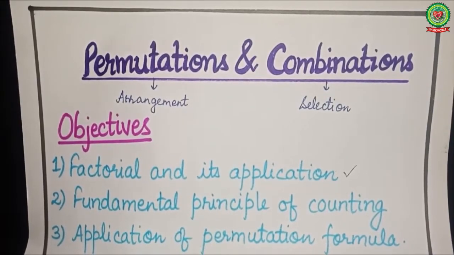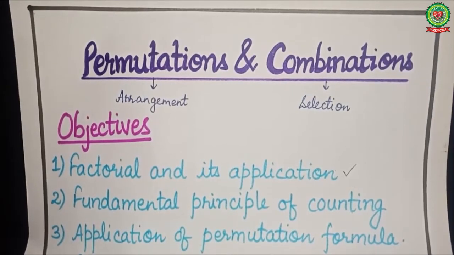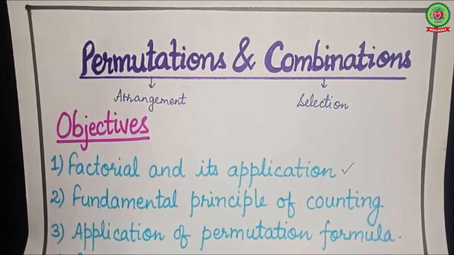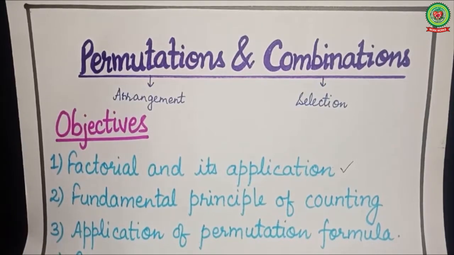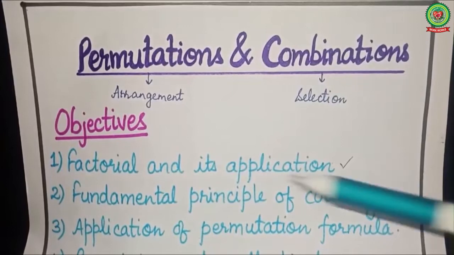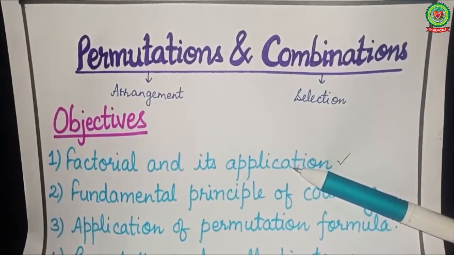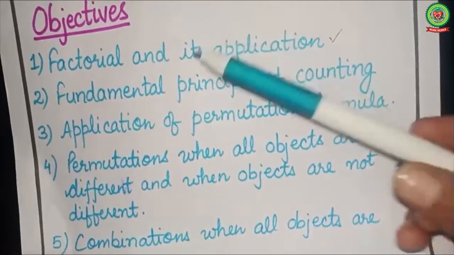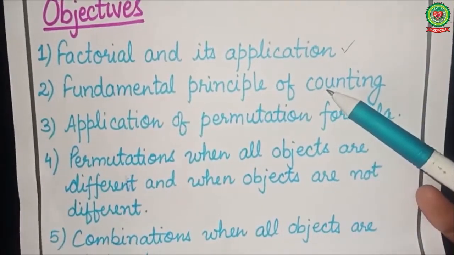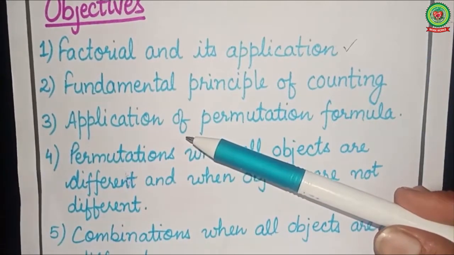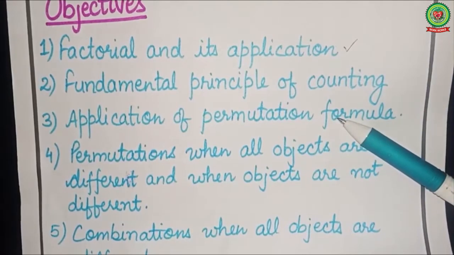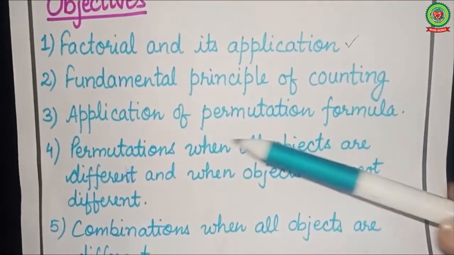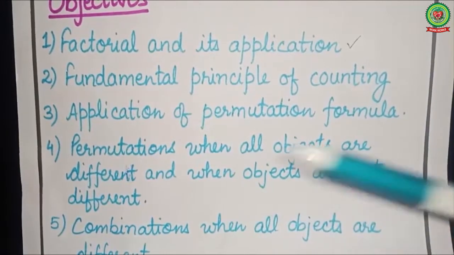Students, we have started the chapter Permutations and Combinations, which is related to the arrangement and the selection of objects. Under this chapter we have completed one objective, that is factorial and its application. Today we are going to start with the second objective, that is the fundamental principle of counting. Then we will complete the third, application of the permutation formula in the sums. Then fourth, permutation when all the objects are different and when objects are not different.